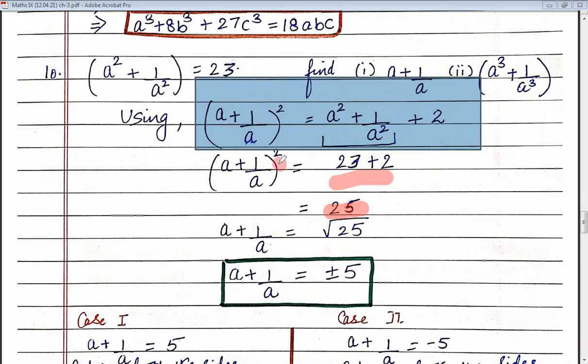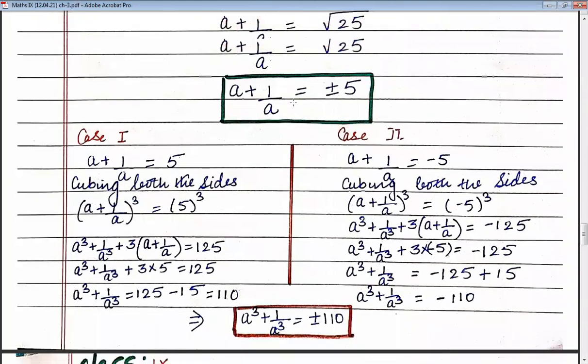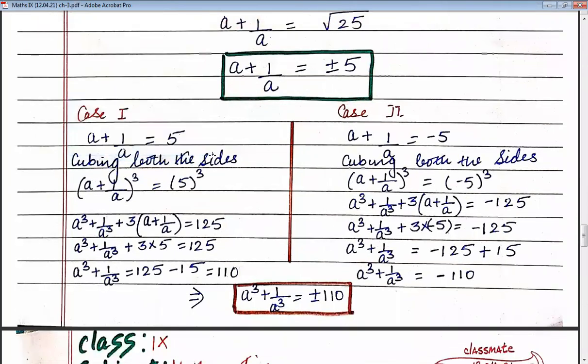So now children, here it is square. You need the value of a plus 1 upon a. So it will go on the other side and it will become plus minus under root 25. And you know that the square root of 25 is 5. So your final answer is plus minus 5. So now it means children, a plus 1 upon a can take the value as plus 5 as well as minus 5. So now we have cases that in one case a plus 1 upon a is equal to 5, and in the other case we are having a plus 1 upon a is equal to minus 5.